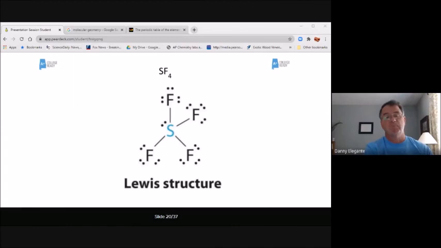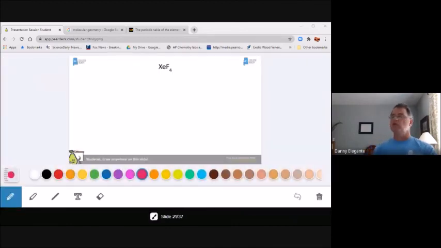So here's your last one. Go ahead and draw in xenon tetrafluoride. Now, you may have been taught in physical science or in chemistry before that the noble gases don't form compounds. And that's not exactly the truth. Xenon is a noble gas.